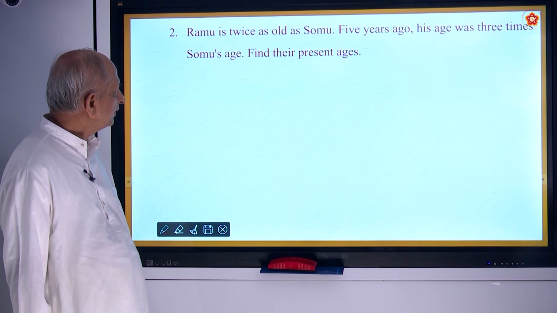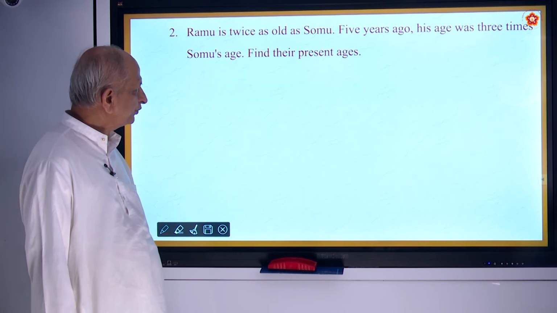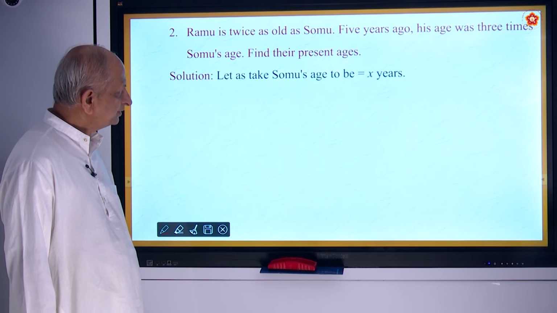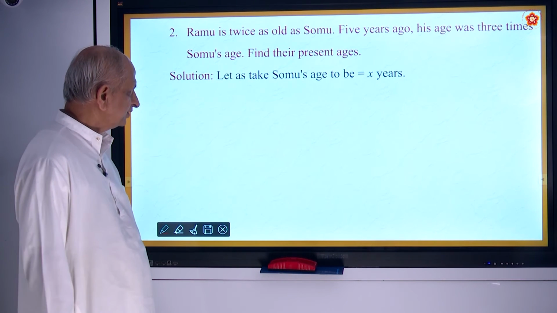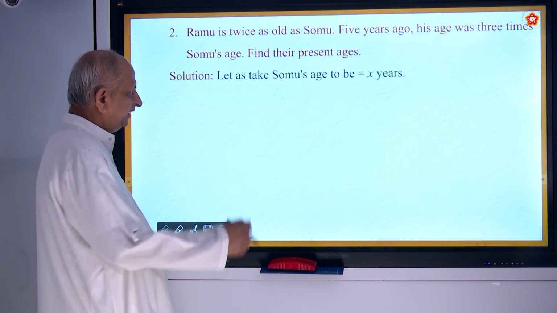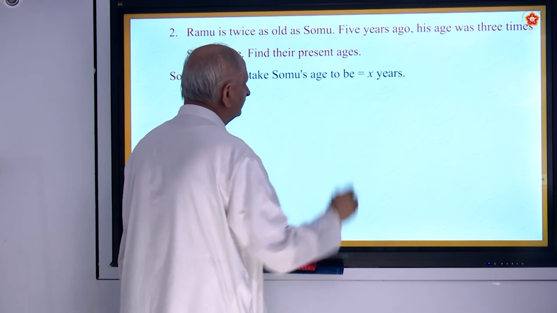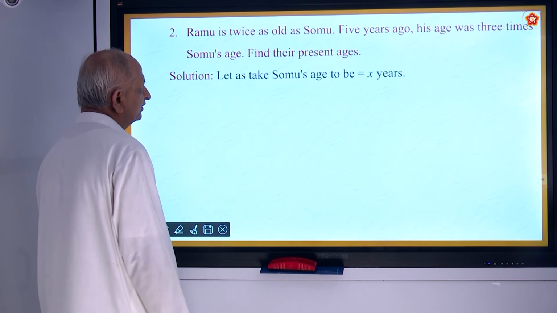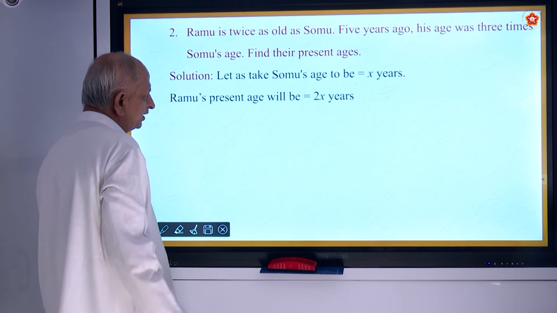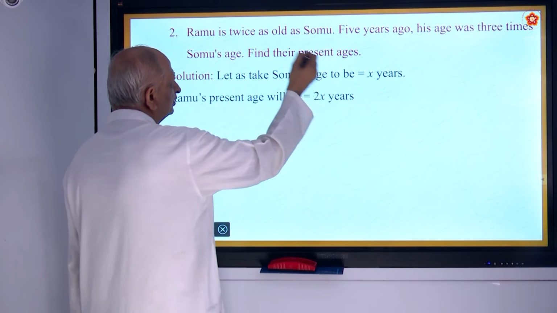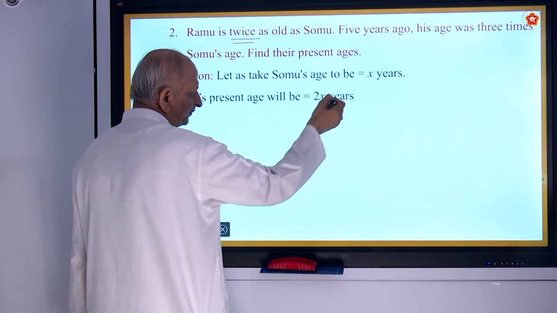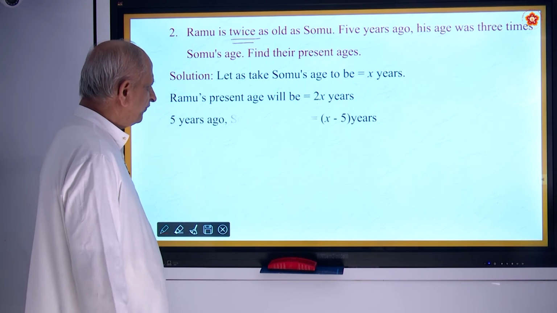Ramu is twice as old as Somu. 5 years ago, his age was 3 times Somu's age. Find their present ages. So let us take Somu's age as x years. Why must you take Somu first? Because Ramu is elder to him. Now Ramu's age becomes 2 times. Twice means what? 2 times. So x becomes 2x.